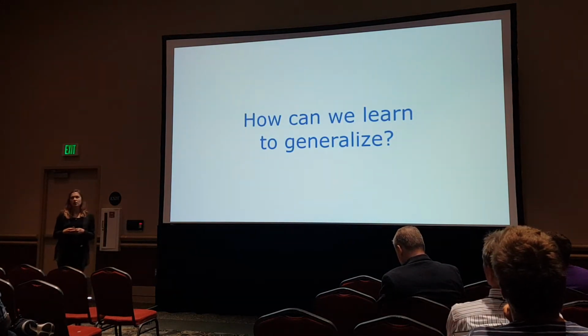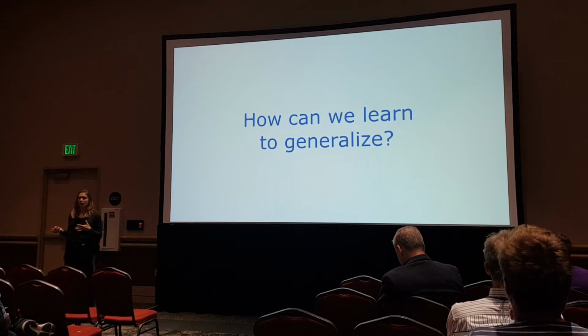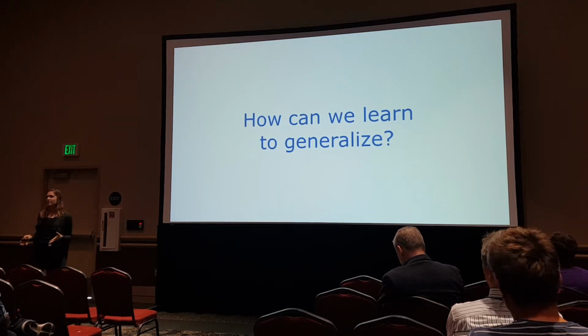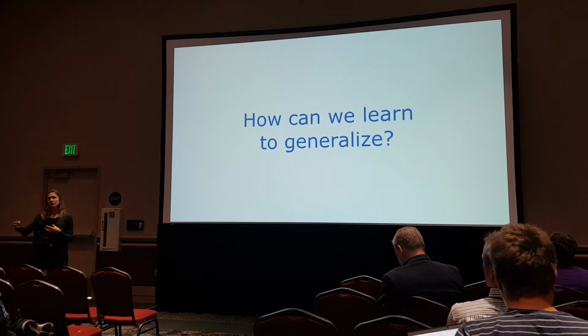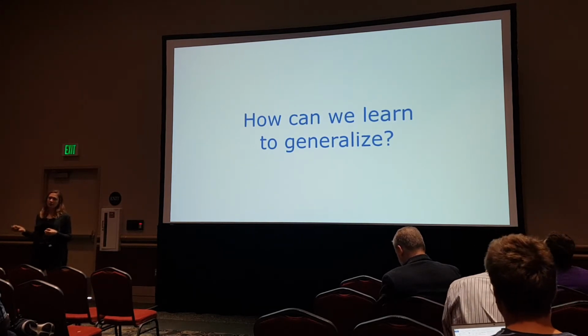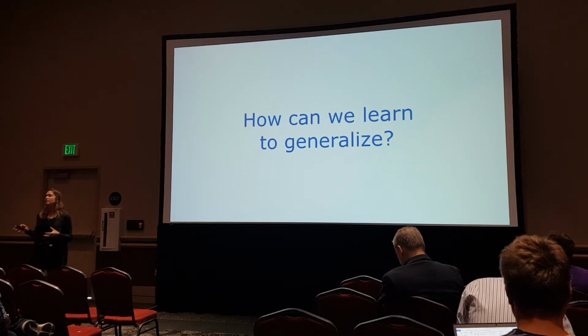So the question that a lot of this work that I'm presenting is going to ask is really, how can we learn to generalize a model that was trained under one sort of bias condition and reuse it or adapt it in a new setting without asking people to intervene and label lots and lots of new images?